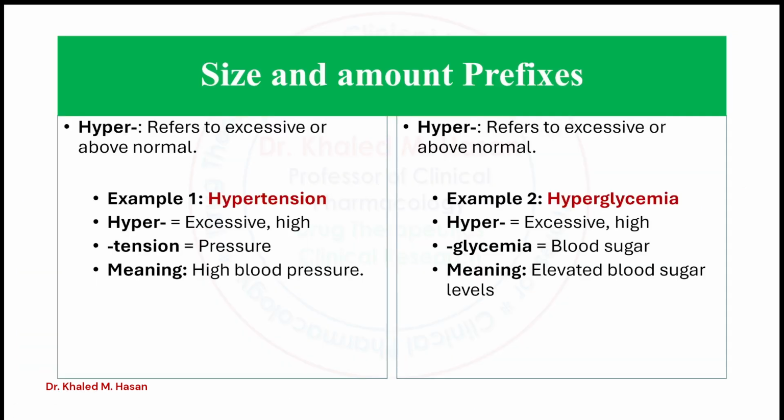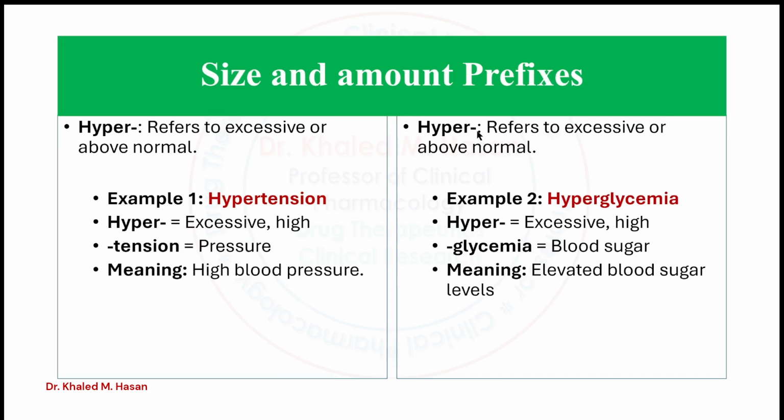Okay, next slide regarding size and amount prefixes. We talk about hyper, which means excessive and above normal. Hyper means excessive or increased. We have hypertension, for example. Hyper means excessive or high, tension means pressure, and here we are talking about high blood pressure.